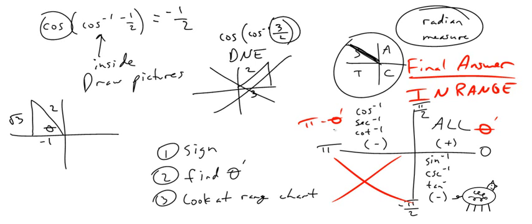All right. So anyway, we covered a lot of different types of problems. I hope this kind of clears things up for you guys. But just remember, sketch pictures if it's on the inside. If it's on the outside, answer the three questions: what is the sign? Find the reference angle, and then look at the range chart.